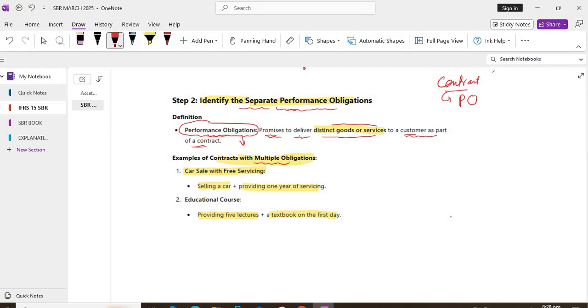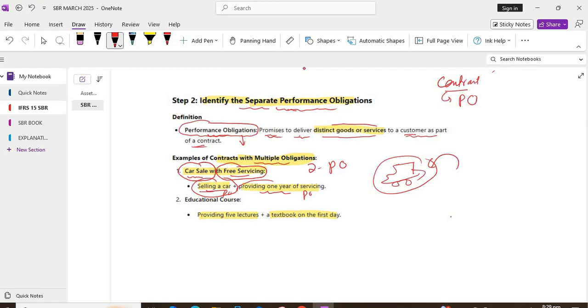Example of a contract with multiple obligations: I have told you that the performance obligations may be multiple. For example, you are selling a car with pre-servicing. So here we have two performance obligations. The first one is the car sale, meaning you are just selling the car, and the second is pre-servicing. You are also providing services for the product you are selling. So selling a car is one obligation, one PO, and providing 1 year of servicing is a different obligation. Now you have to recognize the revenue for these two performance obligations in different ways.